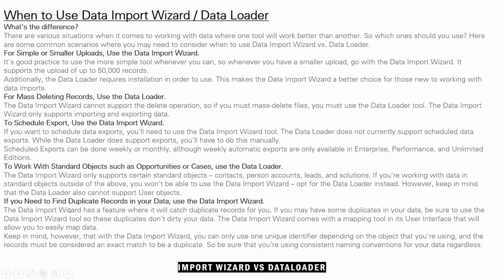If you need to find duplicate records in your data, use the data import wizard. Now we have spoken about this earlier. Data import wizard can identify when you have duplicate records, where all the fields are matching, even the name and the marks and all those fields are matching. So data import wizard can actually identify that, but data loader cannot identify that.